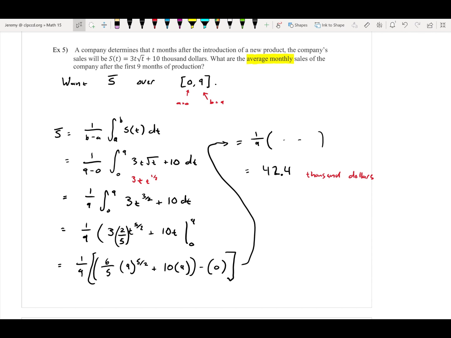That's a little weird. I wouldn't normally say $42.4 thousand. I would rather just multiply. This is really 42.4 times 1,000 times dollars. So I would write my answer like this: $42,400. And I'll box that up.